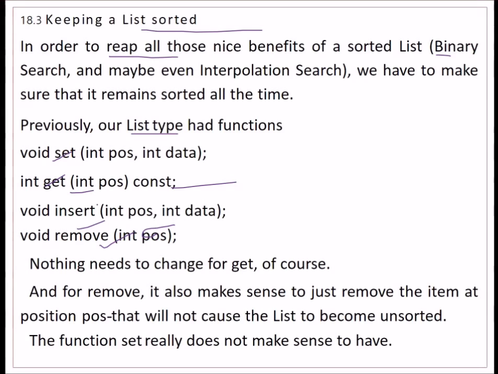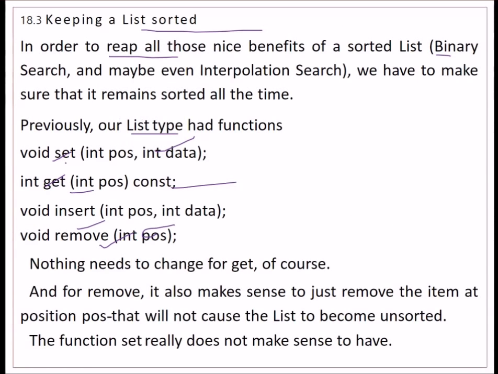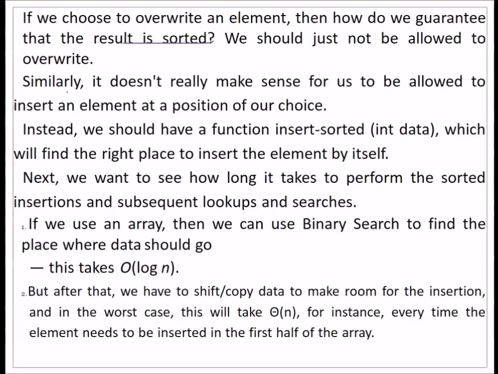The function set really does not make sense to have. Why? If we choose to override an element, how do we guarantee that the result is sorted? Because we want our list to be sorted even after doing all this, we should just not be allowed to override. So it doesn't really make sense to insert an element at a position of our choice. Instead, we should have a function insert sorted, which will find the right place to insert the element by itself.